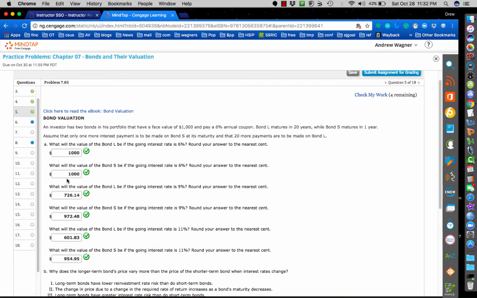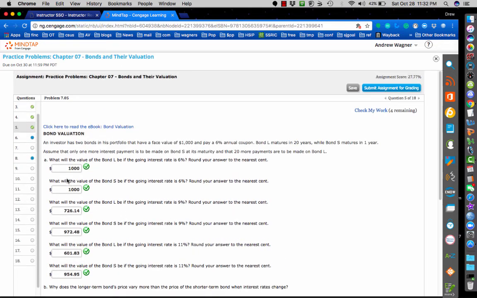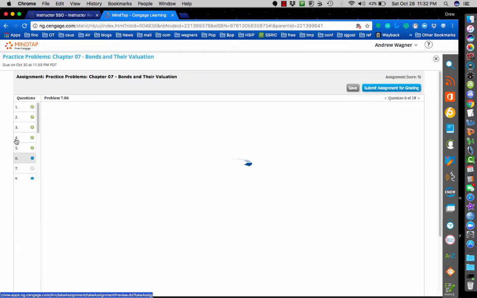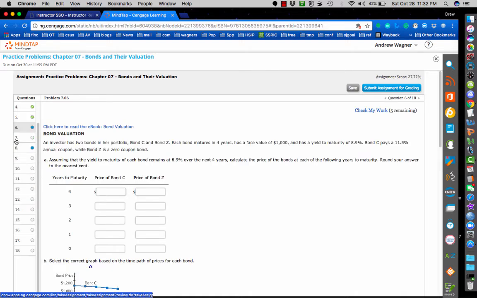And they're correct. So yeah, on to number 6. Here we have 2 bonds in the portfolio, C and Z. Each bond matures in 4 years. They both have face value of 1,000, yield to maturity of 8.9%. C pays 11.5 and Z pays 0. So here we would expect Z to be more sensitive to changes in interest rates.